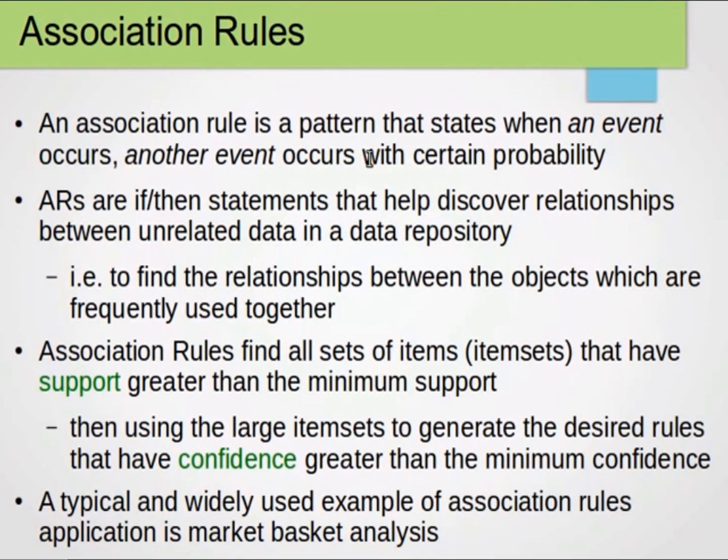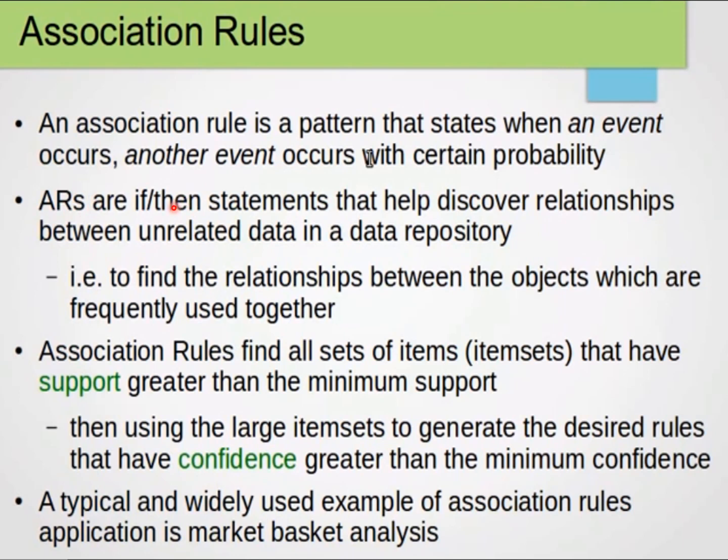So what are association rules? An association rule is a pattern that states that when an event occurs, another event occurs with a certain probability. So when we define an association rule, we're actually saying that, based on a certain probability, if this event happens, another event will happen. If the customer buys bread, they will buy milk. This is what we're talking about in terms of an association rule. But we also have to mention the probability of that happening. What is the probability that when someone buys bread, they will be buying milk?